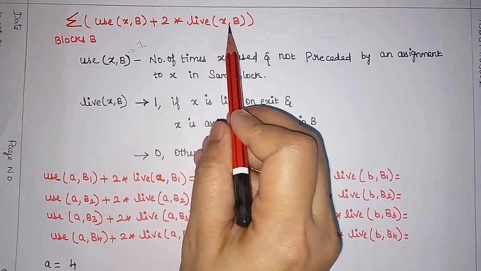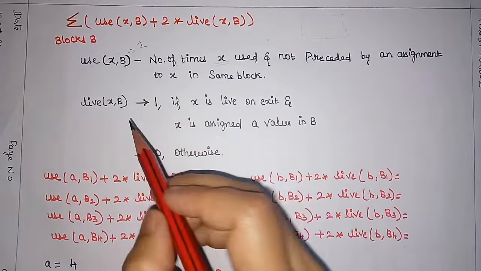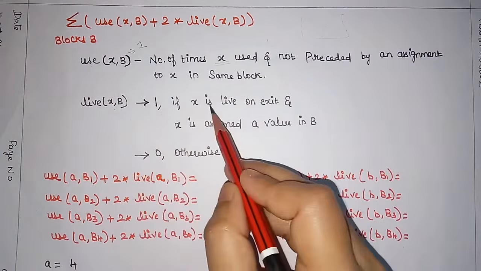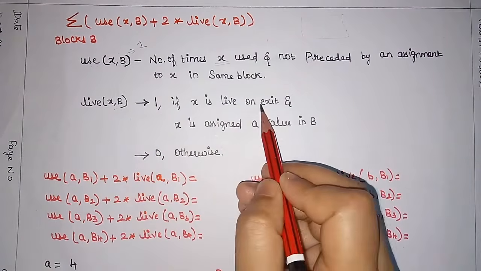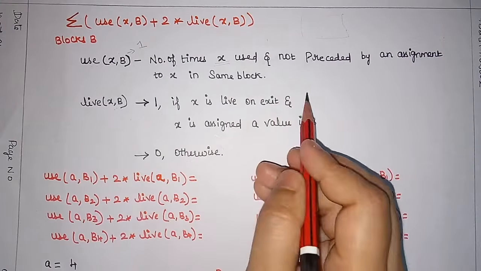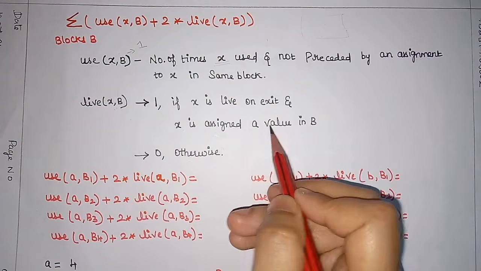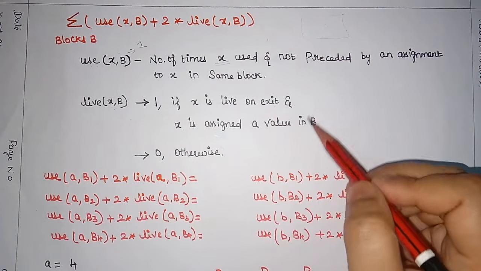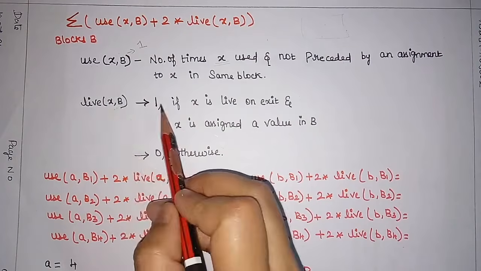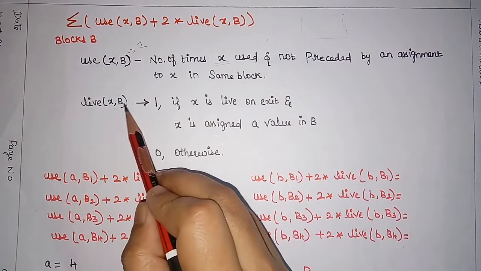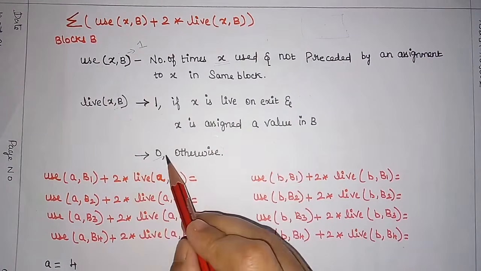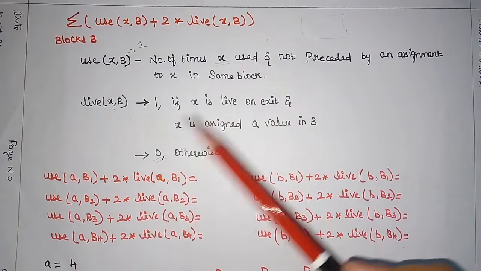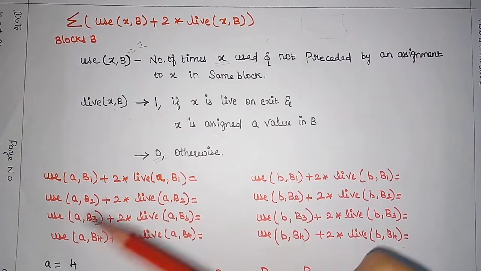And coming to the liveness, here we are going to assign the value as 1 for the liveness of a variable when that variable is live on exit from that particular block. Also, that variable should be assigned a value in that particular block. So if these conditions are satisfied, then we can assign the value as 1 to this function live of x comma b. Otherwise, we have to set it as 0. So likewise, we have to find the cost for each and every variable in a block.